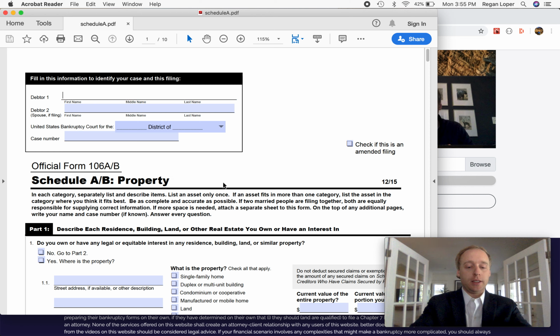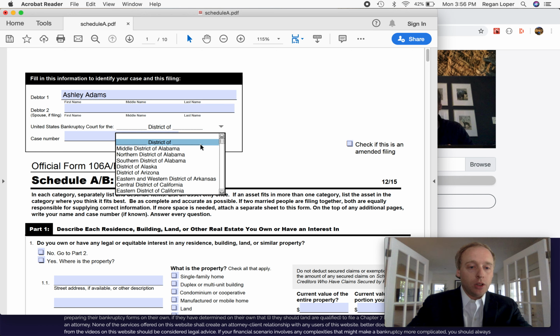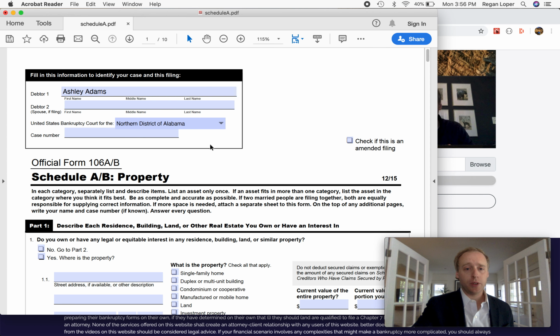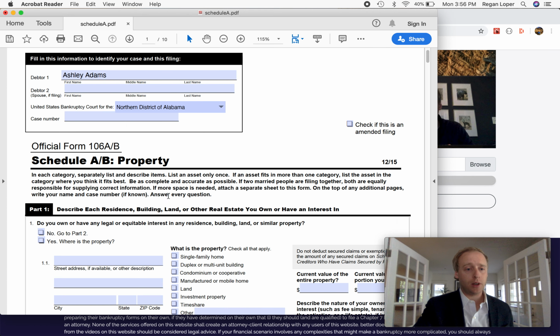The first part is to go ahead and enter your name in. I'll put in Ashley's full name as she entered it, as well as the location where you're filing your bankruptcy. In Ashley's case, she selected the Northern District of Alabama, like we saw on the voluntary petition. So we filled this part out. Like I said, we're not dealing with a joint debtor case, so we leave this part blank. And there's no case number that's been assigned yet, so this part was left blank as well.